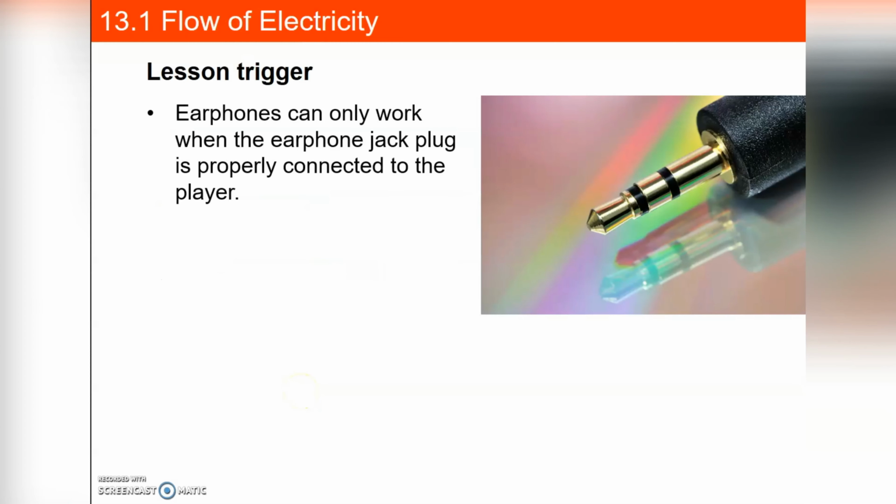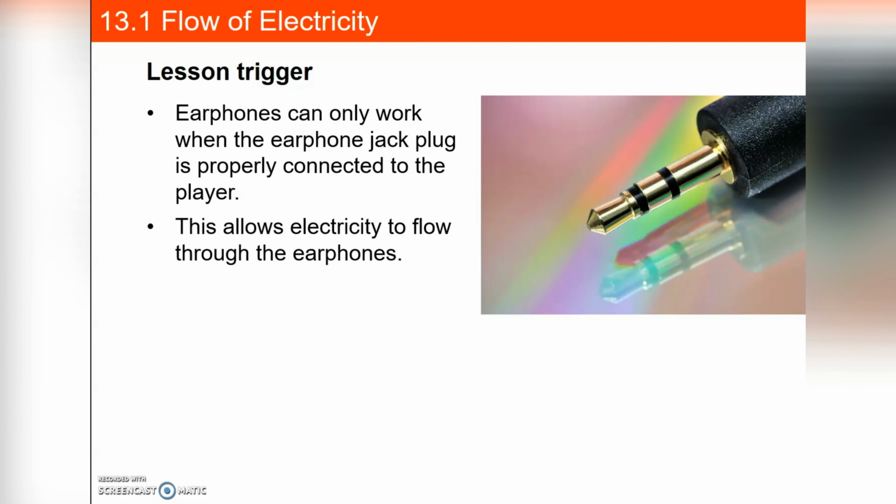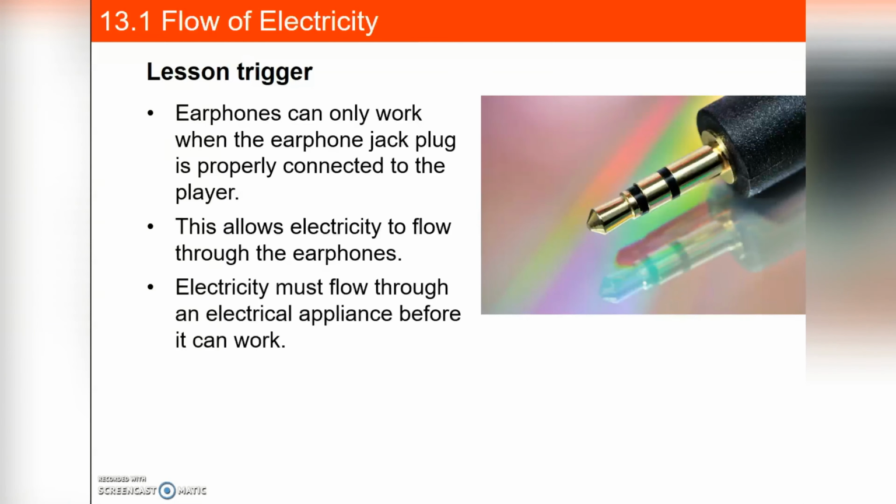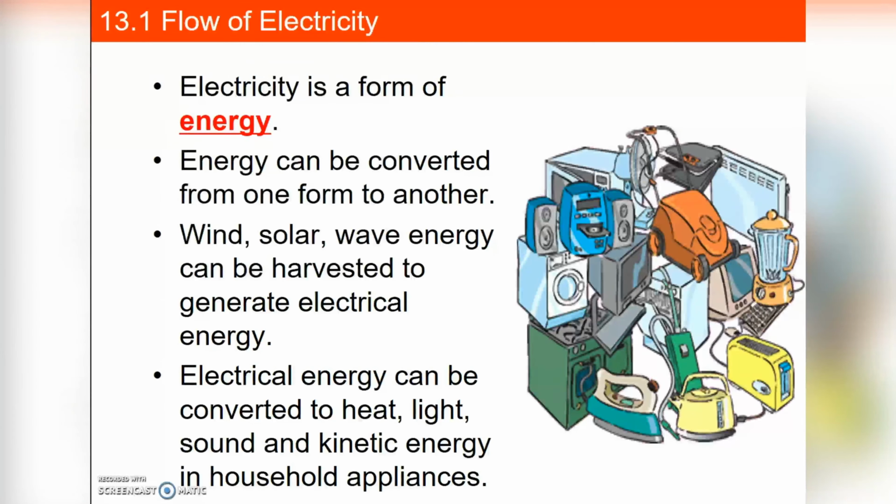This picture here shows the earphones that you commonly use to listen to the audio from your HBL lessons, or to enjoy your favorite music, or to watch your movies. Your earphones can only work when the earphone jack plug is properly connected to the player, so that it allows electricity to flow through the earphones. Similarly, for all electrical appliances to work, electricity must flow through the electrical appliance. So what actually is electricity?